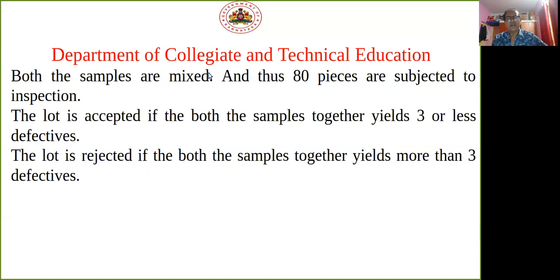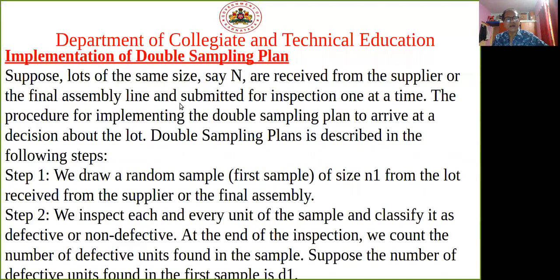That's how a single double sampling plan will work out. So now, how to implement the double sampling plan? Here the step-by-step method has been given. How exactly can we implement, how exactly can we actuate the double sampling plan?